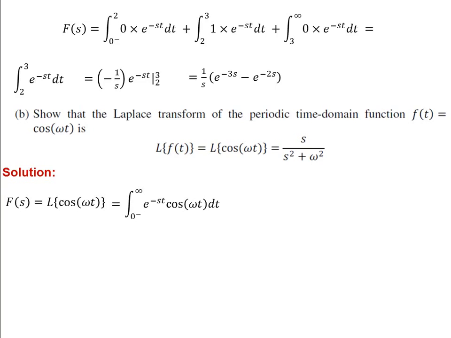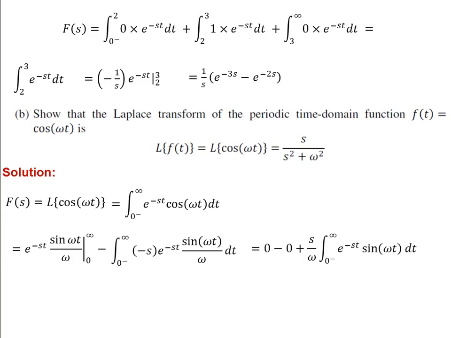To solve this integration, I use integration by parts by defining u and v as e^(-st) and cosine omega t. I have the first part of the integration by parts as e^(-st) sine omega t over omega from 0 to infinity, minus the integration of -s e^(-st) sine omega t over omega dt. If I substitute the initial and final values for the first part, the value of this part is 0.